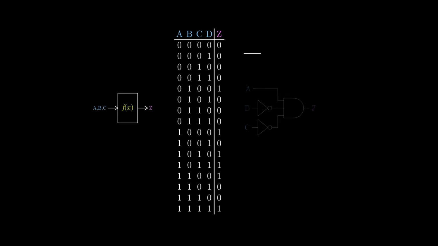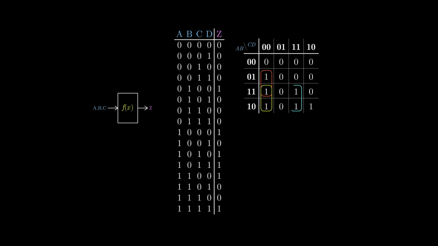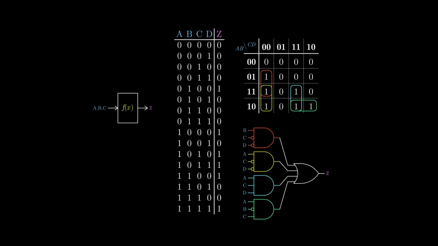But what if we have more inputs and a more complex function? Standard practice would be to simplify the logic, perhaps using a Karnaugh map, and that's easy enough to do with only 4 inputs, but what about 5 or 6 inputs?